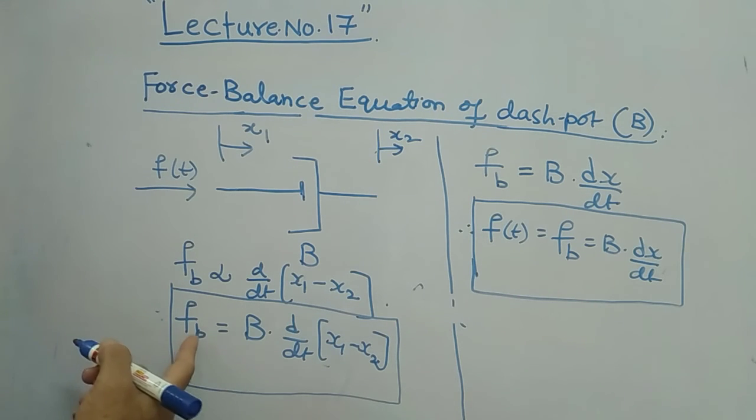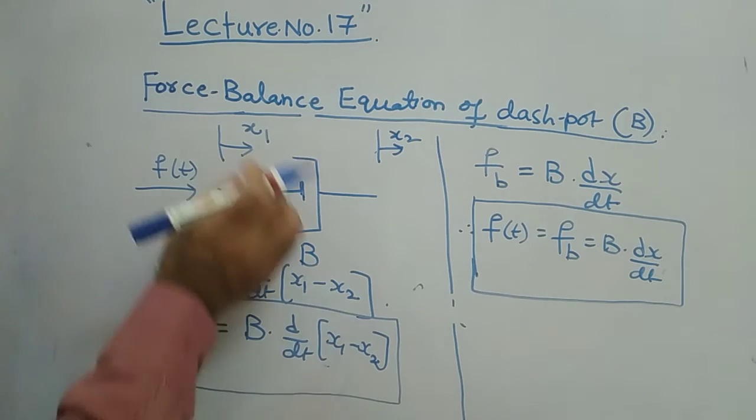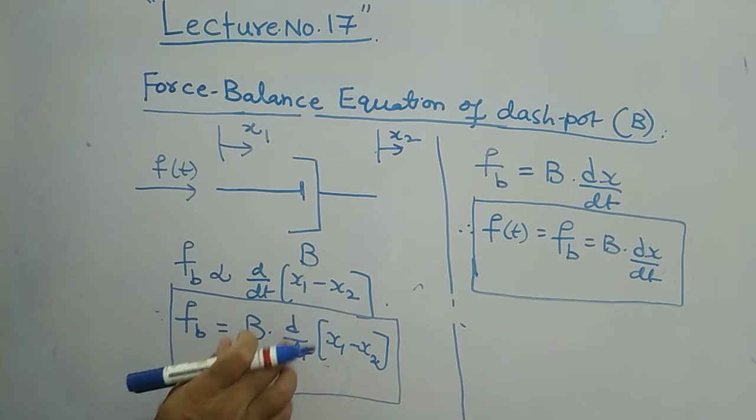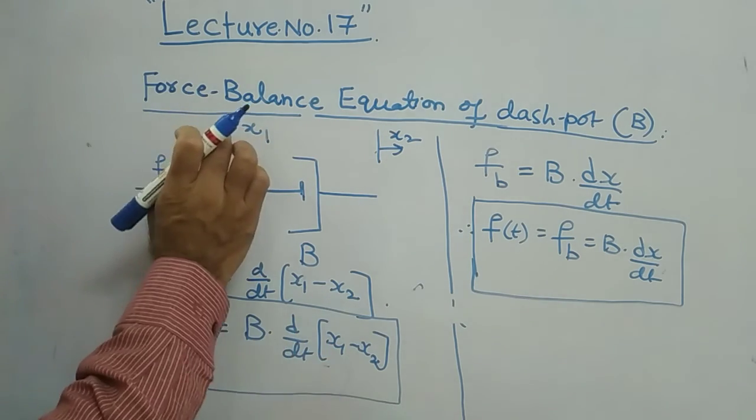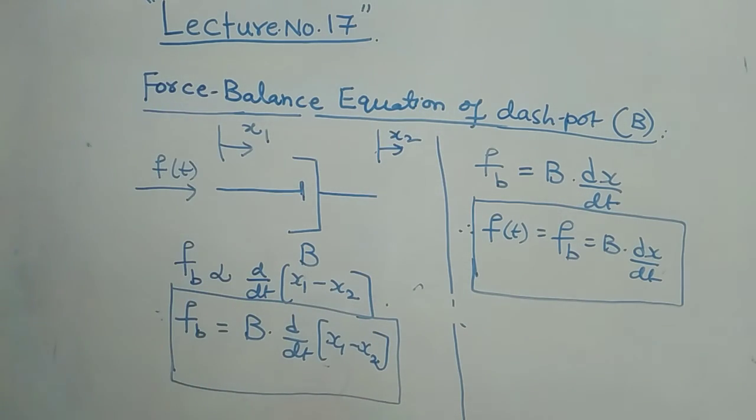And finally, this fb is all equal to your ft. ft is equal to fb, which is equal to b into d by dt of (x1 minus x2), the difference of the velocities. d by dt of x1 is nothing but the velocity at this point, and d by dt of x2 is nothing but the velocity at this point.